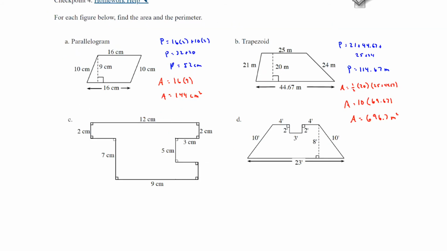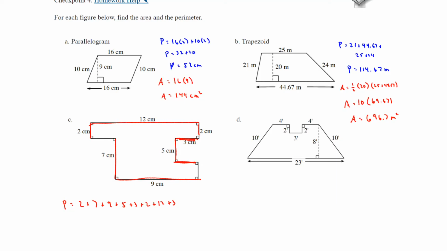Part C, see if we have all the side lengths that we need for the perimeter. So this will be 2 plus, we don't have that one yet, so we'll have to figure that one out. 7 plus 9 plus, skip a couple of them there until we can figure it out, plus 5 plus 3 plus 2 plus 12. Now we got to go back and figure out a couple of them. This one over here would be 3 because it matches up with that one, so we can add that one in.